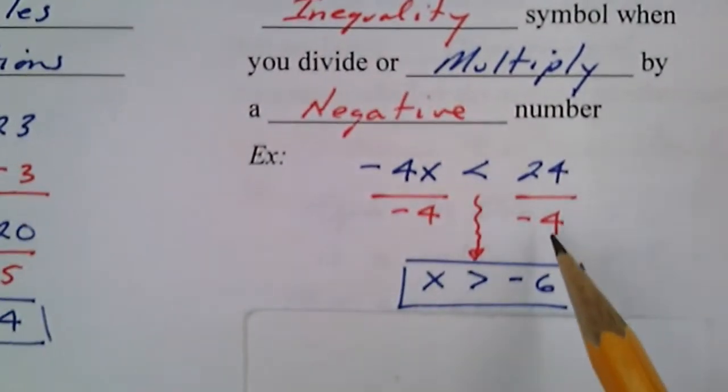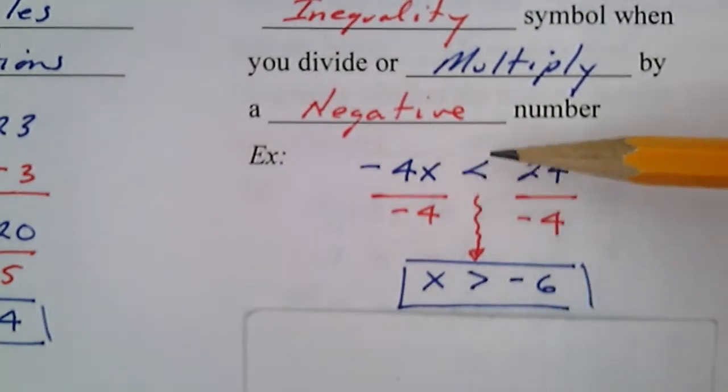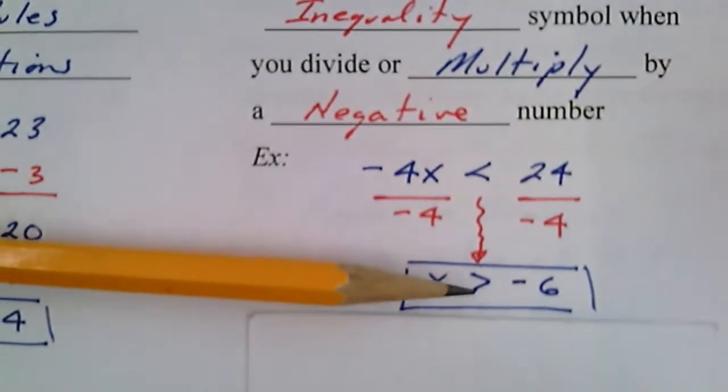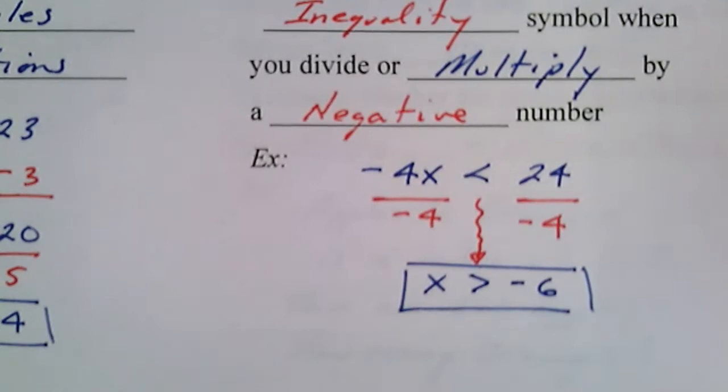So 24 divided by 4 is -6. Originally my arrow was pointing that direction. Now we want it to point that direction.